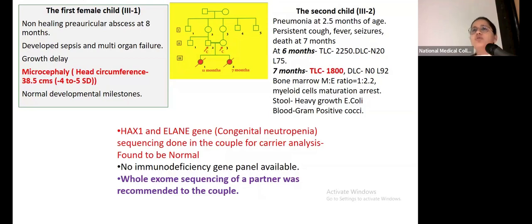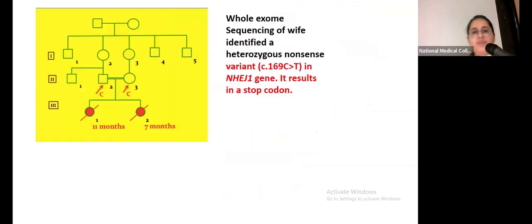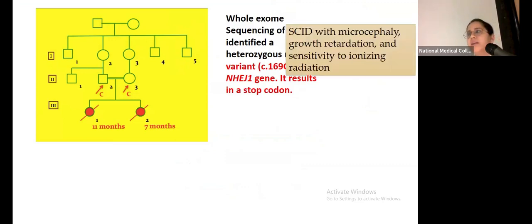So we decided to go for the whole exome sequencing of one of the partners, keeping in mind the cost constraint at that time. So whole exome sequencing of the mother was done, and she was found to carry a nonsense variant in the NHEJ1 gene. Now this gene leads to severe combined immunodeficiency with microcephaly and growth retardation.